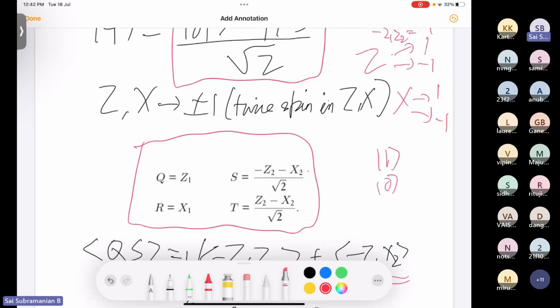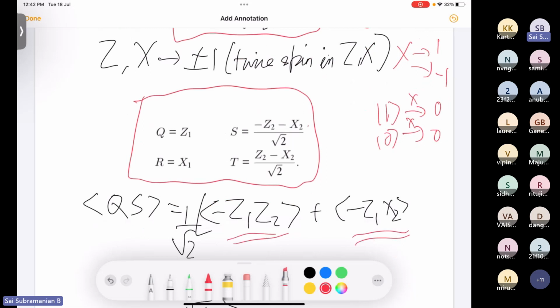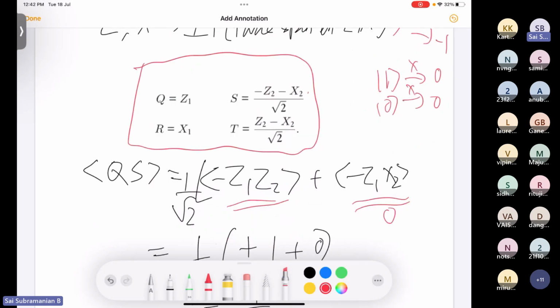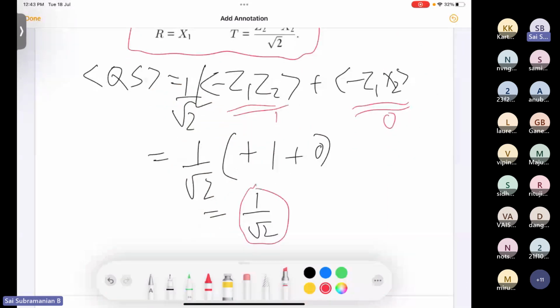The expected value of measurement of X for both of these is 0, because they are equally likely to be spin plus half and spin minus half, right? Because you're measuring X on Z basis states. Again, the fact that we did spin half systems yesterday really helps us here. Since that expectation is 0, this expected value is 0. So we can calculate the expected value of the total to be 1 by root 2, the expected value of QS.